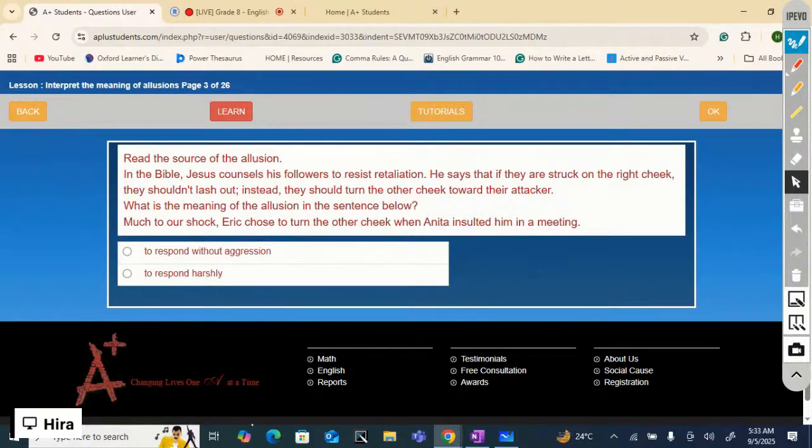Okay, let's read this one. In the Bible, Jesus counsels his followers to resist retaliation. He says that if they are struck on the right cheek, they shouldn't lash out. Instead, they should turn the other cheek toward their attacker. So he's teaching them to resist retaliation. What is the meaning of the allusion in the sentence below? "Much to our shock, Eric chose to turn the other cheek when Anita insulted him in a meeting." To respond without aggression, or to respond harshly.